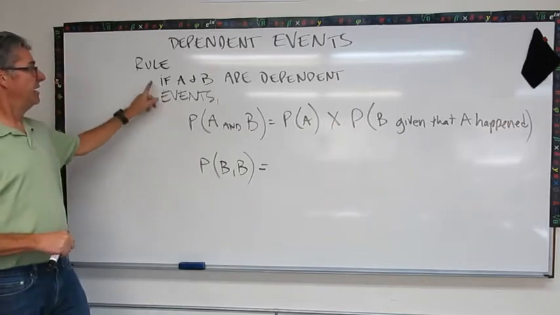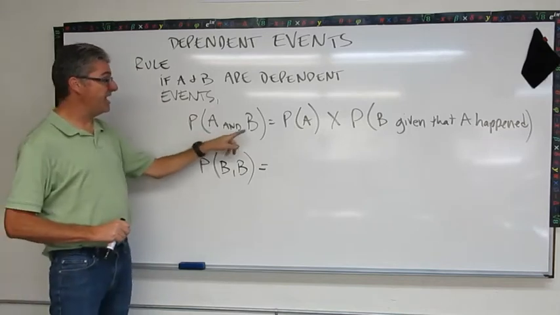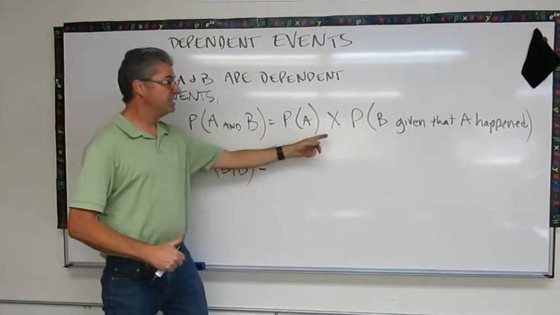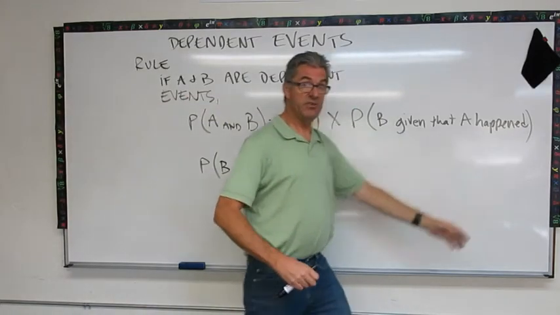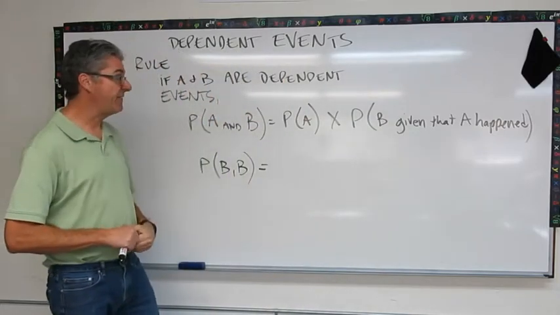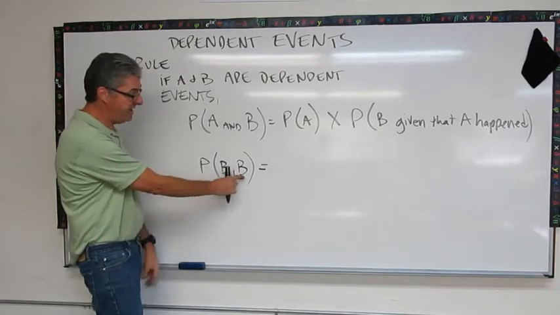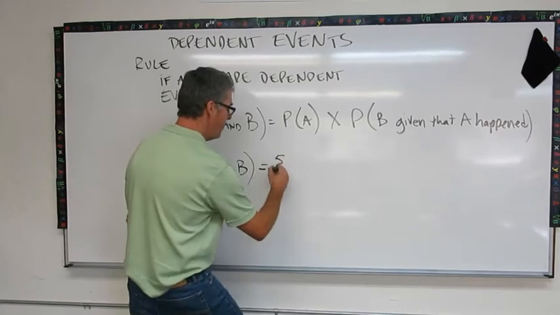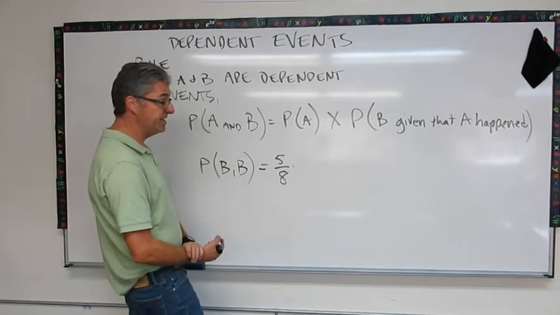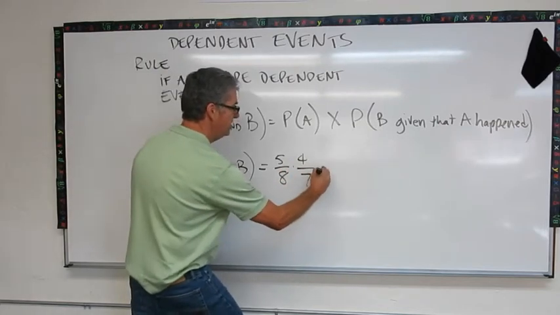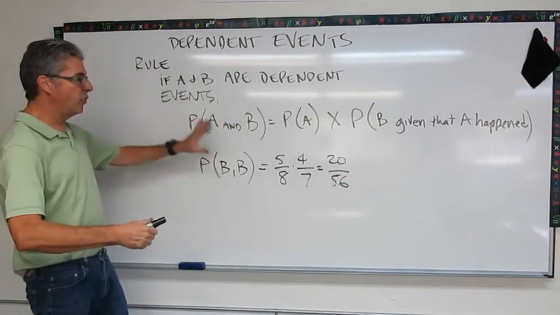Okay, so if A and B are dependent events, not independent, but dependent, then the probability of A and B is equal to the probability of A times the probability of B given that A happened. Okay? So you have to specify that probability of the first event having happened. So in our example, that was pulling 2 blues from the bag. The probability was 5 out of 8 for the first blue. Now, given that the first blue happened, what's the probability of getting our second blue? It's going to be 4 out of 7, which is 20 over 56. So that's from the last example. This kind of formalizes that.